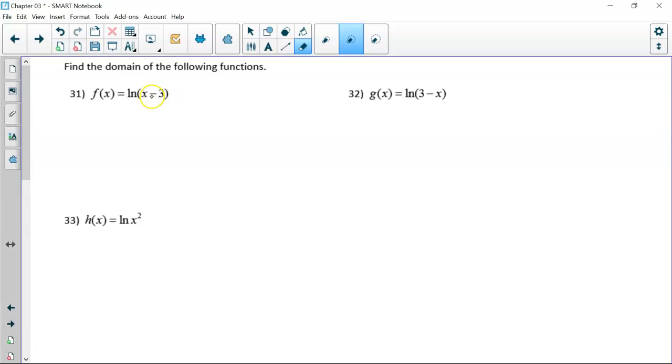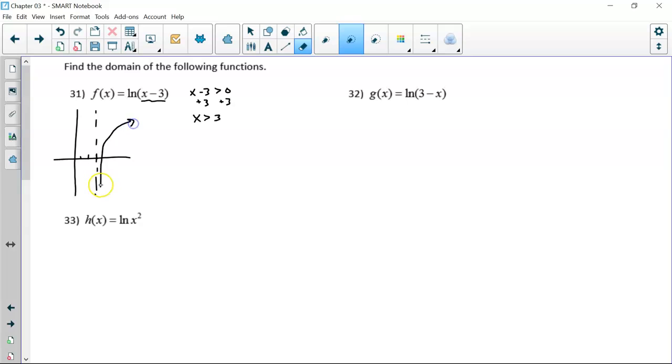Now, the key to remember is that we can't take the natural log of a negative or 0. So what we're going to do is set x minus 3 greater than 0, add 3 to both sides, x is greater than 3. And if you were to graph this on your calculator, you'll find that your graph looks like this. So our domain is going to go from 3 with a parenthesis to infinity. That's the domain of that function.